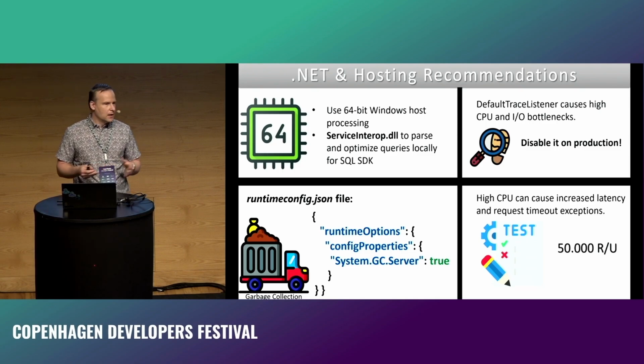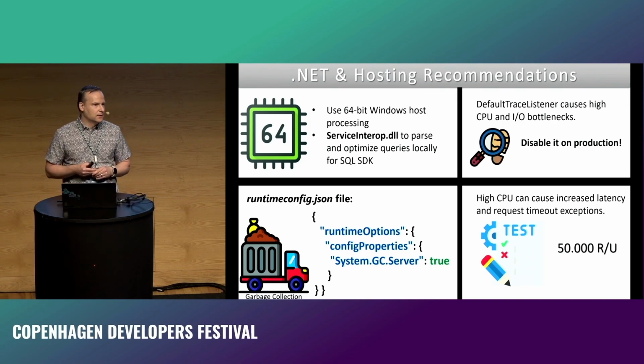So you save one request by just making your application 64-bit. Next one, for the garbage collection, you want to be sure that you are using the server mode rather than workstation mode. And you want to disable the default trace listener. Sometimes it can be a bottleneck for the CPU and I/O in production. And if you are testing your application at 40 or 50,000 request units or more, one machine is not going to be able to handle that, because that's pretty high request units.